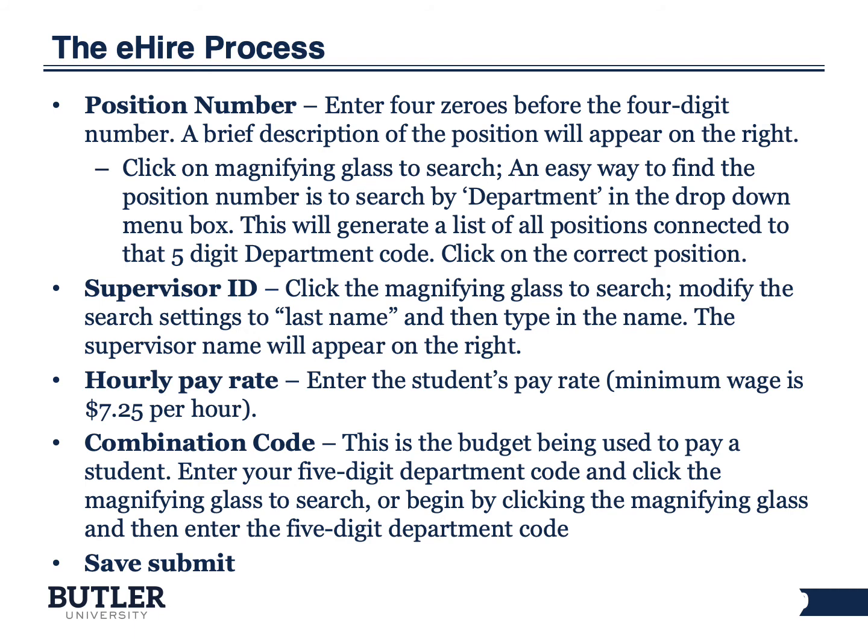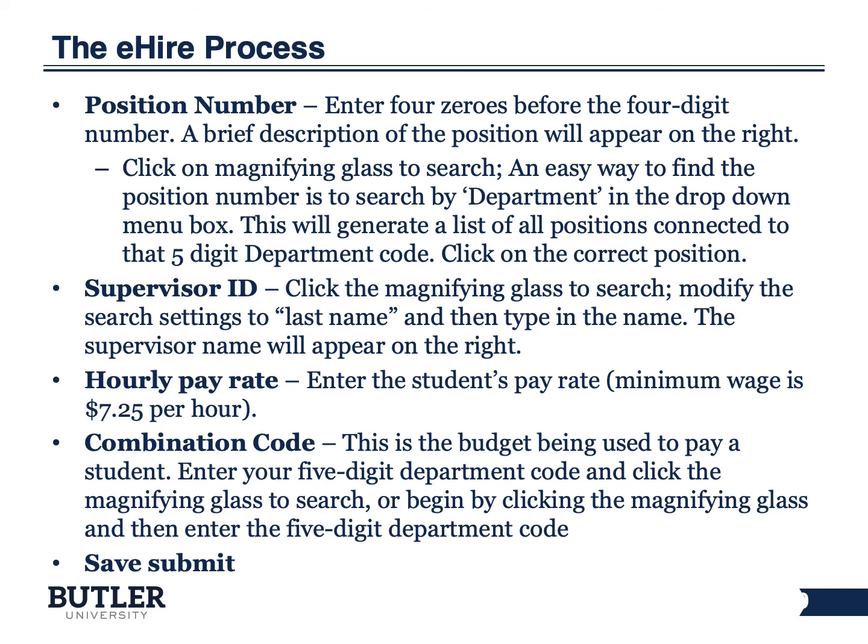Your supervisor ID, again, you do not have to know your supervisor ID off the top of your head. Simply click on the magnifying glass to search. And you can also modify the search settings by typing in your last name or your first name, and the supervisor name will appear. And you will simply click that as well. The hourly pay rate, so again, you just simply enter the student's pay rate, and just to note, the minimum wage in the state of Indiana is $7.25 per hour.